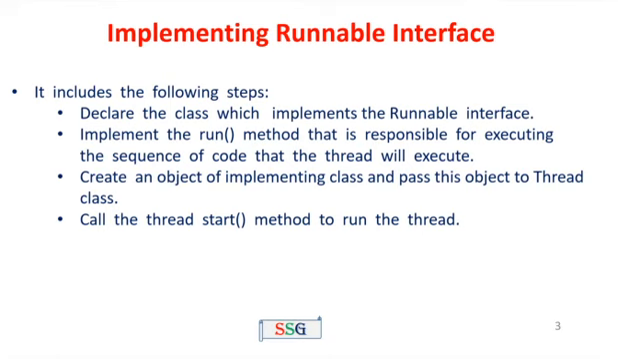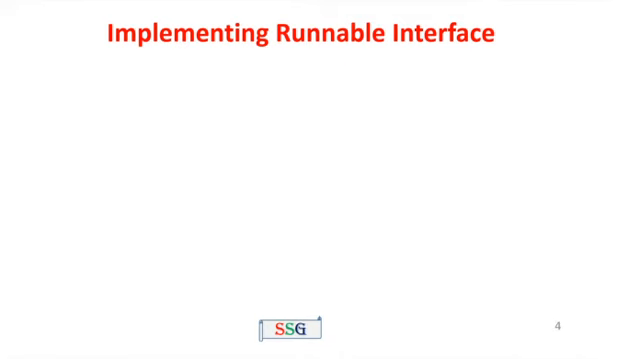So 4 steps. First one is implement the Runnable interface, define the code for the run method, then create an object and pass this object to the Thread class. Last one, call the thread start method to run the thread. Then we'll see that step by step.